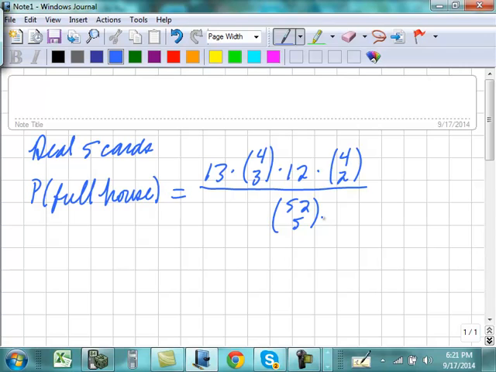Okay, everybody understand the setup there? Remember, to calculate theoretical probability, you're going to count the number of ways that your event could happen, divided by the total number of possible outcomes. So in the numerator, you have all the possible full houses that you could be dealt, divided by 52 choose 5, which is all the possible 5-card hands.